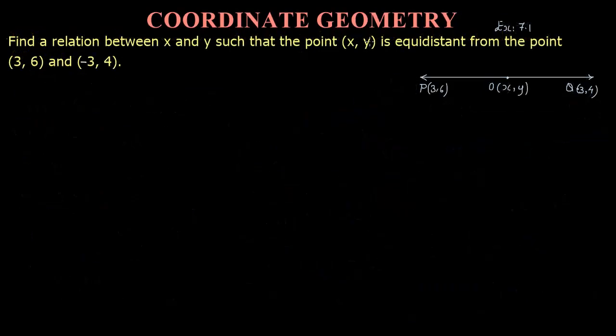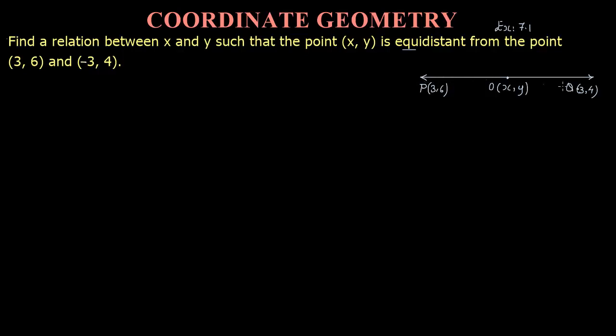So this is 10th question of exercise 7.1. The question says, find a relation between x and y. What is x and y? We have the coordinate such that the point, this coordinate, is equidistant from the point this and this. So there are 2 points, these 2 points they have given, and they have said that between these 2 points there is one more point. Why I am saying between, because they have said it is equidistant, right? So equidistant is nothing but it is at the midpoint. It is the middle of these 2 points, right?